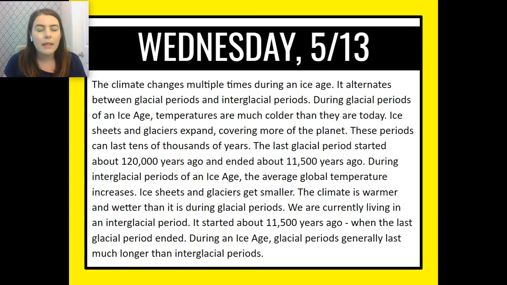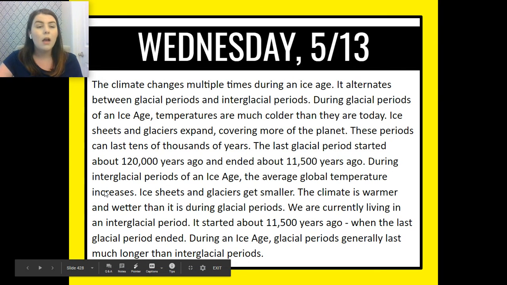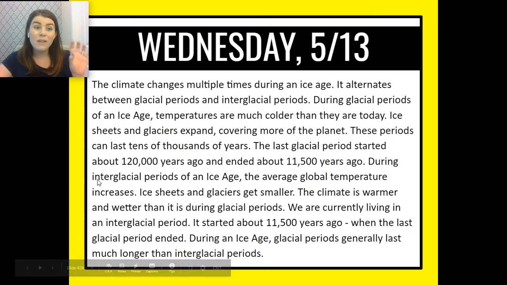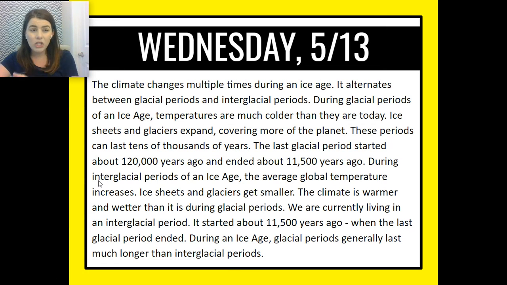Got it. These periods can last tens of thousands of years. The last glacial period started about 120,000 years ago and ended about 11,500 years ago. So it seems like there was a glacial period kind of recently, but it has ended. So I know that we are not right now in a glacial period. During interglacial periods of an ice age, the average global temperature increases. Oh, so glacial means it gets really cold, but interglacial means that the temperature gets hotter.